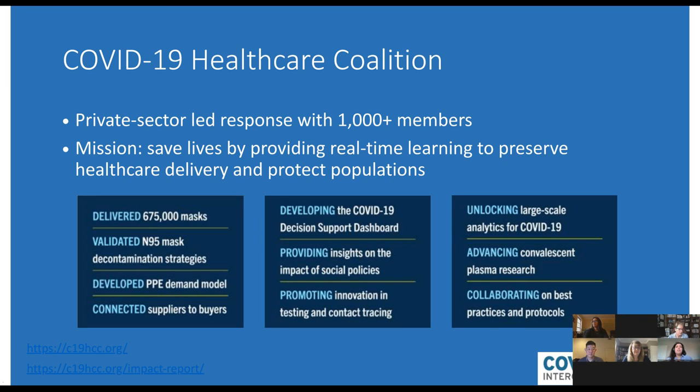We also promoted a lot of innovation around testing and contact tracing. And then the portion that I'm going to be focusing on today is really about optimizing COVID-19 treatment and how we could use data to support some of that decision making. So we're really doing large scale analytics for COVID-19 in several therapeutic areas, including the use of convalescent plasma and some research around that.